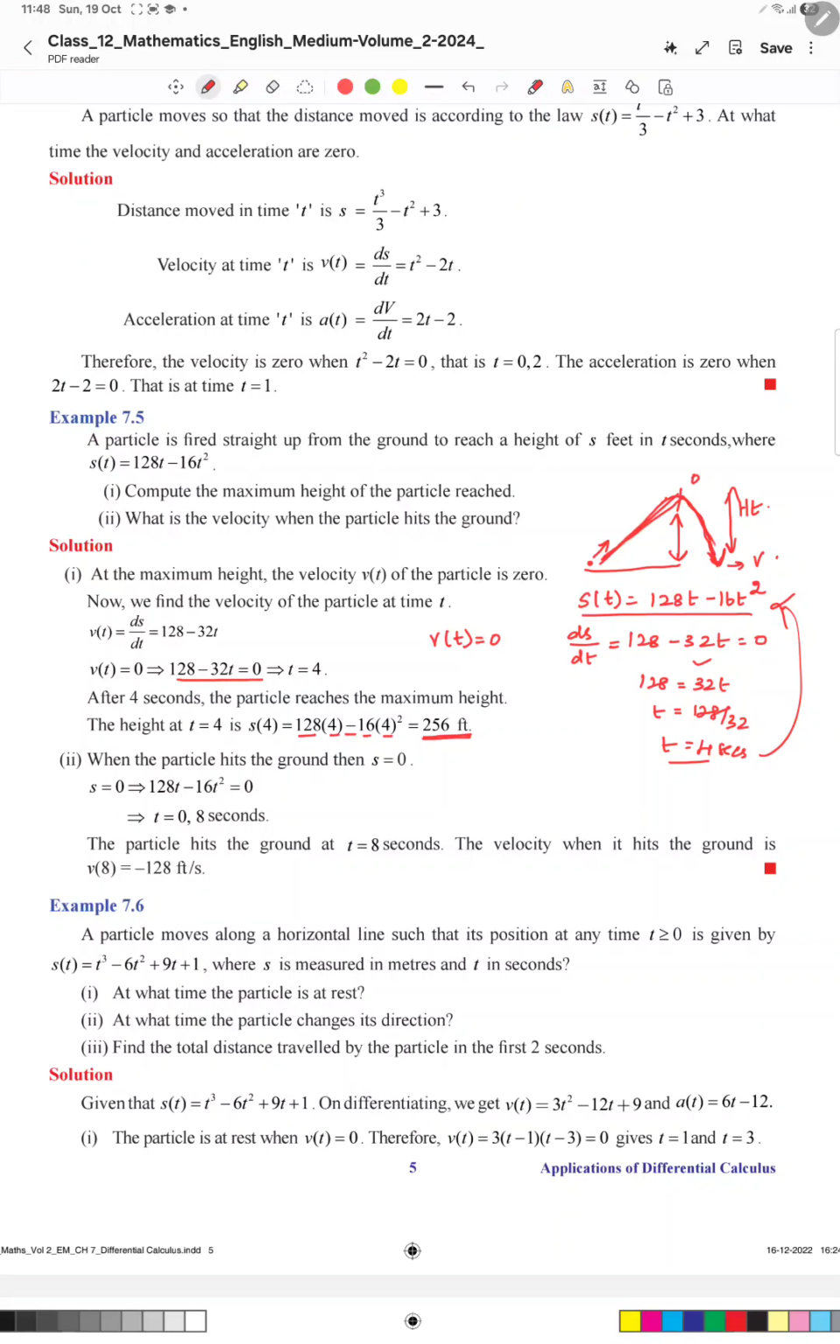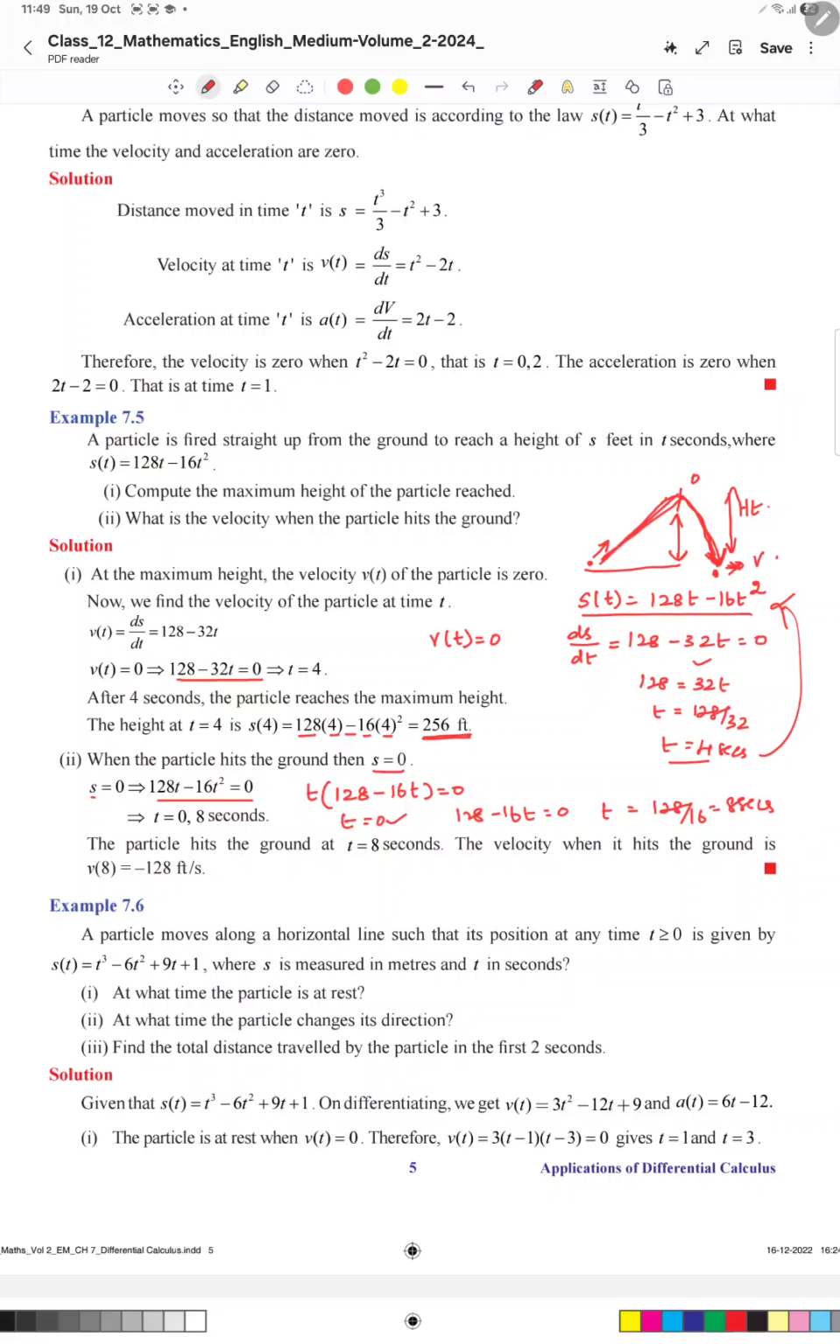Now when the particle hits the ground, what is the distance? 0, right? s is 0. When it comes back, the height is exactly 0. So you will substitute s equal to 0. That is 128t minus 16t squared is equal to 0. You will take the t outside. You will get t times 128 minus 16t is equal to 0. Either t should be 0 or 128 minus 16t is equal to 0. So t is equal to 128 by 16, that is 8 seconds.